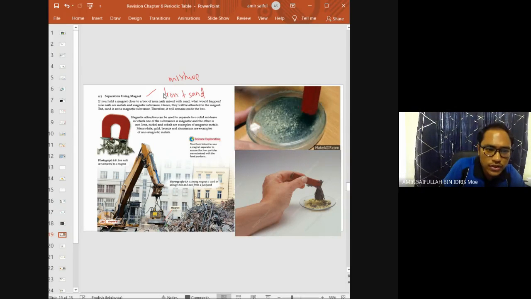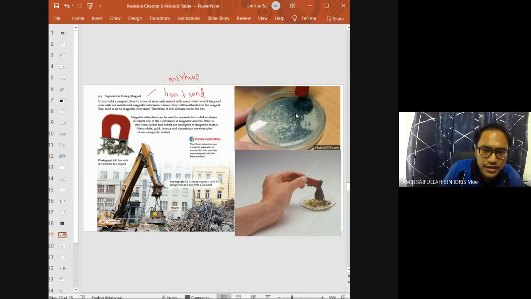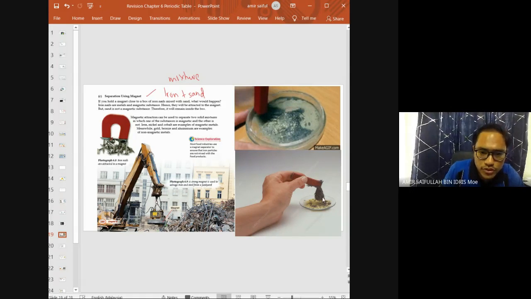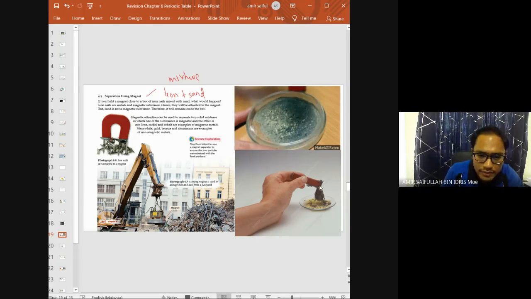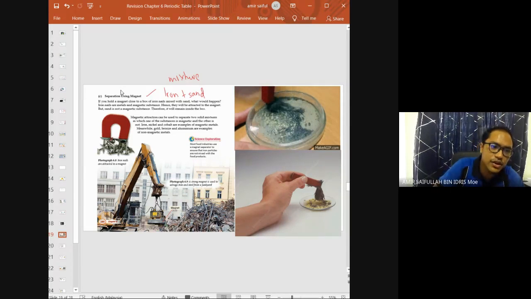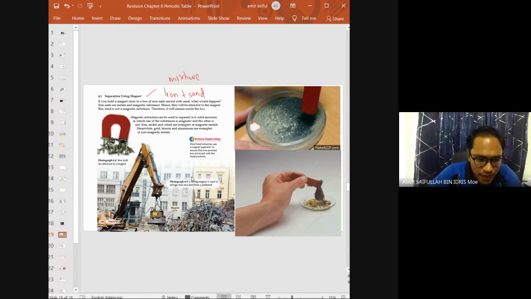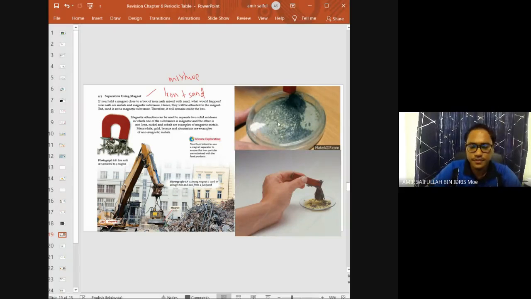So let's say you want to separate the iron from the sand, you can use a magnet. You see this magnet, it will pull all the iron powder that is already mixed with the sand, so it can be collected at the magnet. All the iron can be separated from the sand by using a magnet. So this method is called separation using magnet.